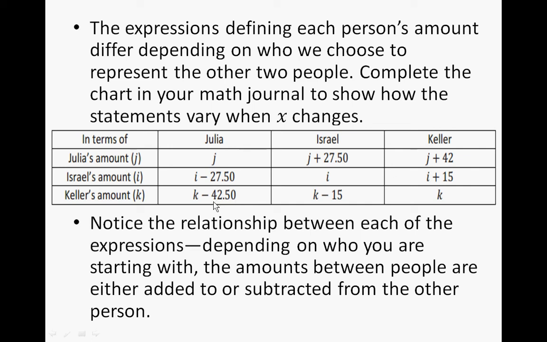And for Keller's amount, if we started with K for Keller, then Israel would make $15 less than him, and Julia would make $42.50 less than Keller. These should actually be the same because this should be $42.50. It's missing the 50 cents here. But these two are related, Julia and Keller, because J and K are related too. So notice the relationships between each of these expressions depending on who you start with. The amounts between the people are either added or subtracted from the other person.